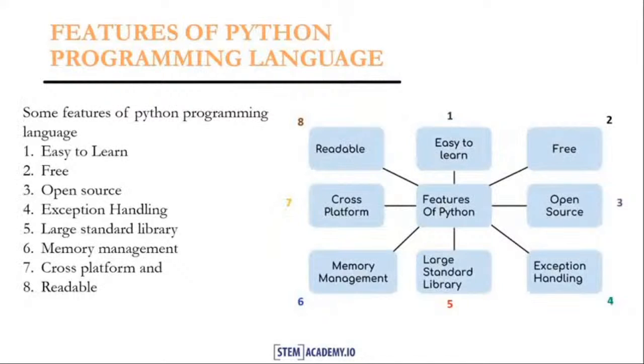The features of Python programming language include: 1. Easy to learn. Learning Python is easy as it is an expressive and high-level programming language. 2. Free. Python is free to download and use. 3. Open source. Python is an open source programming language because it is accessible to anyone with programming skills to improve upon the existing source code.